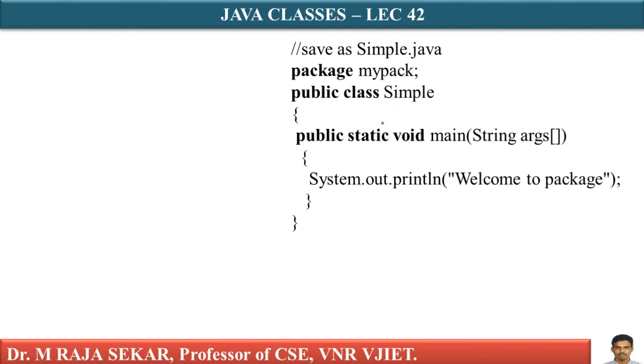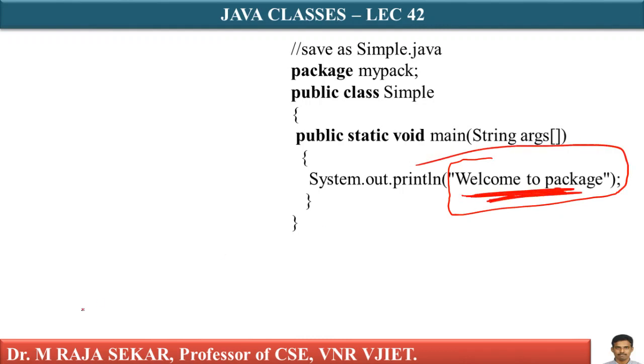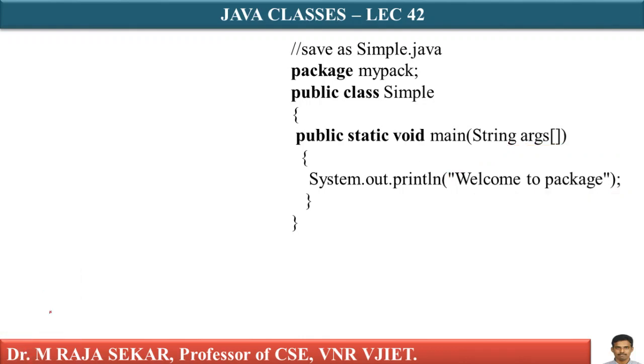How can I save this file? I can save this file as Simple.java, the class name dot java. That's what the file name says. Of course, public static void main String args. As I told you, the simplest program in the universe. I'm displaying a message: welcome to packages.